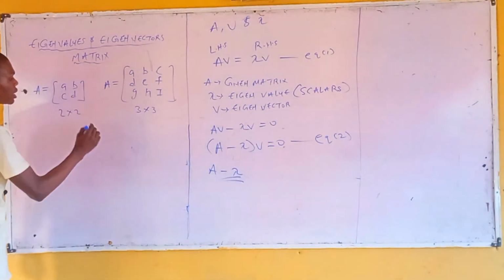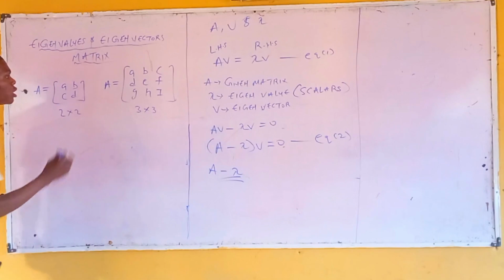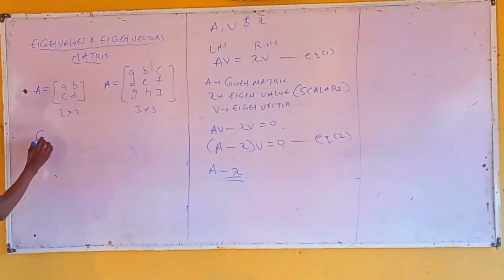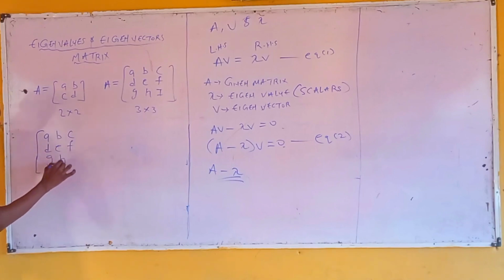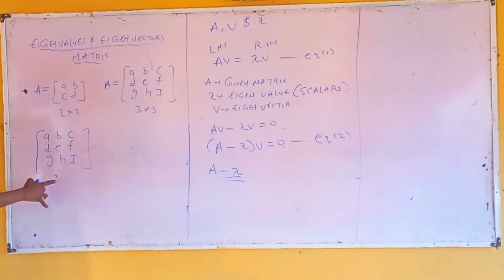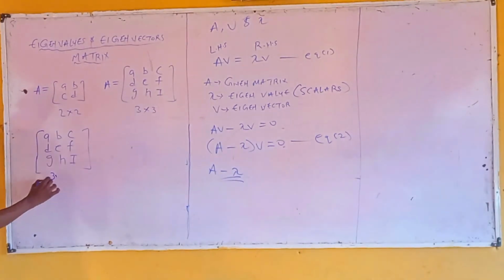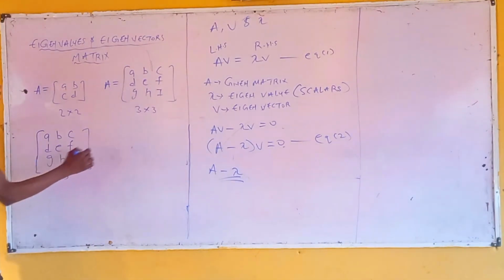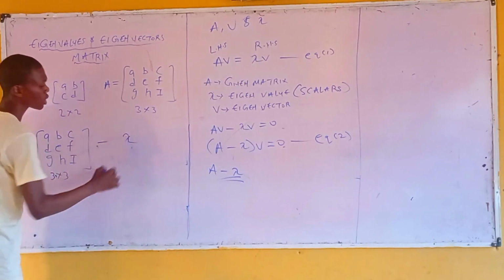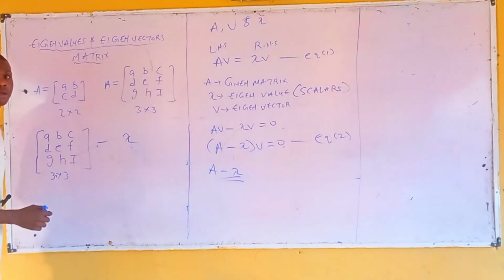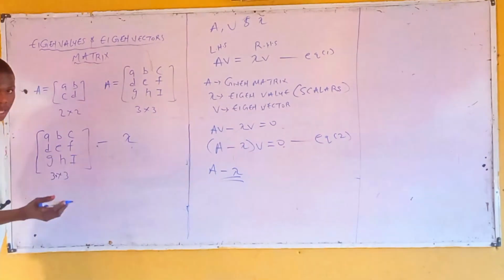Lambda means scalar, meaning lambda can be 1, it can be 2, it can be 3. But in this case, we have A, which is A, B, C, D, E, F, G, H, and I. This is the matrix for A, right? This is a 3 by 3 matrix. Then this 3 by 3 matrix is subtracting your lambda. What is lambda? Lambda means scalar, eigenvalue.